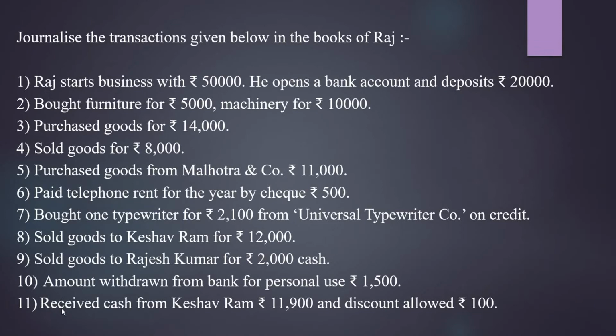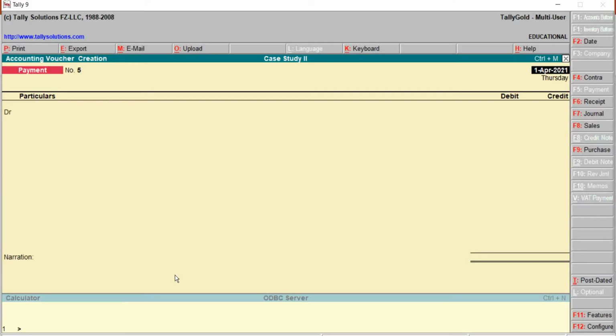The next transaction, received cash from Keshav Ram, rupees 11,900, and discount allowed rupees 100. This particular transaction has to be recorded under the voucher, that will be receipt voucher. Select for receipt voucher from the right hand side and the shortcut key is function key F6. Just click on this one.